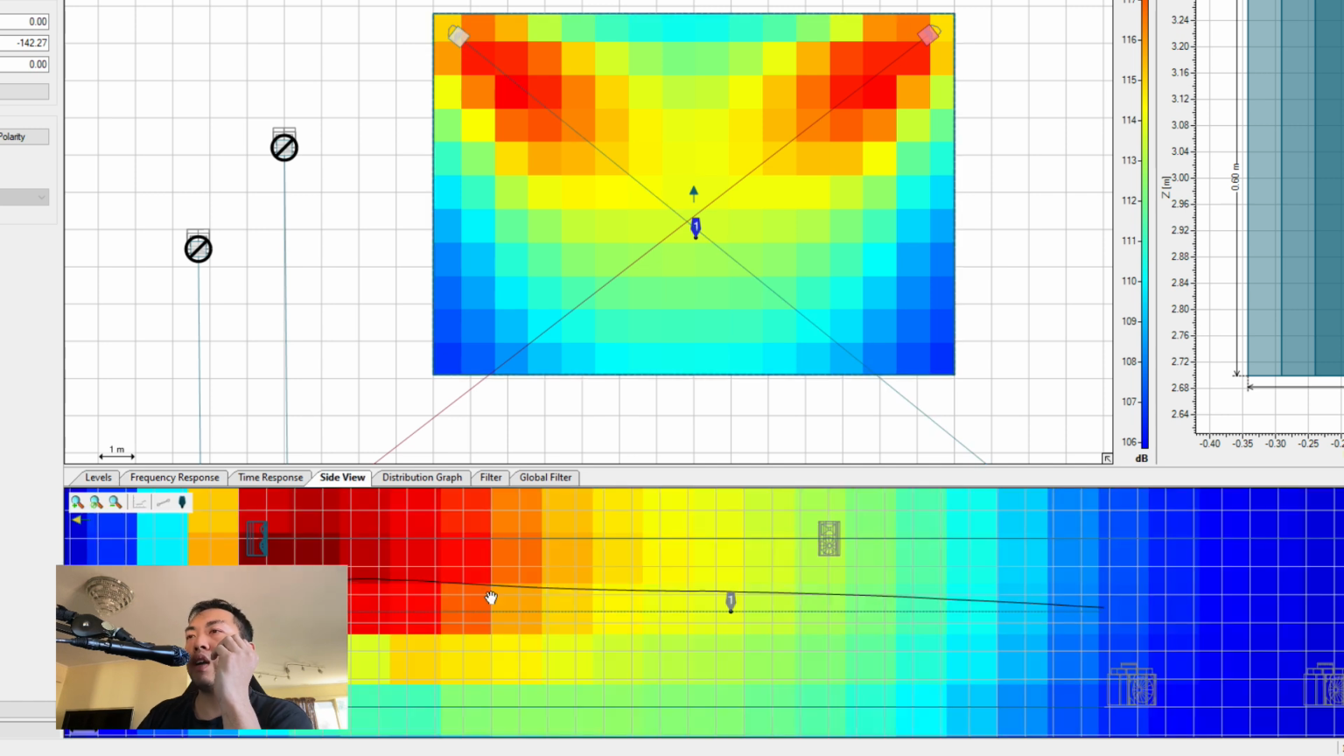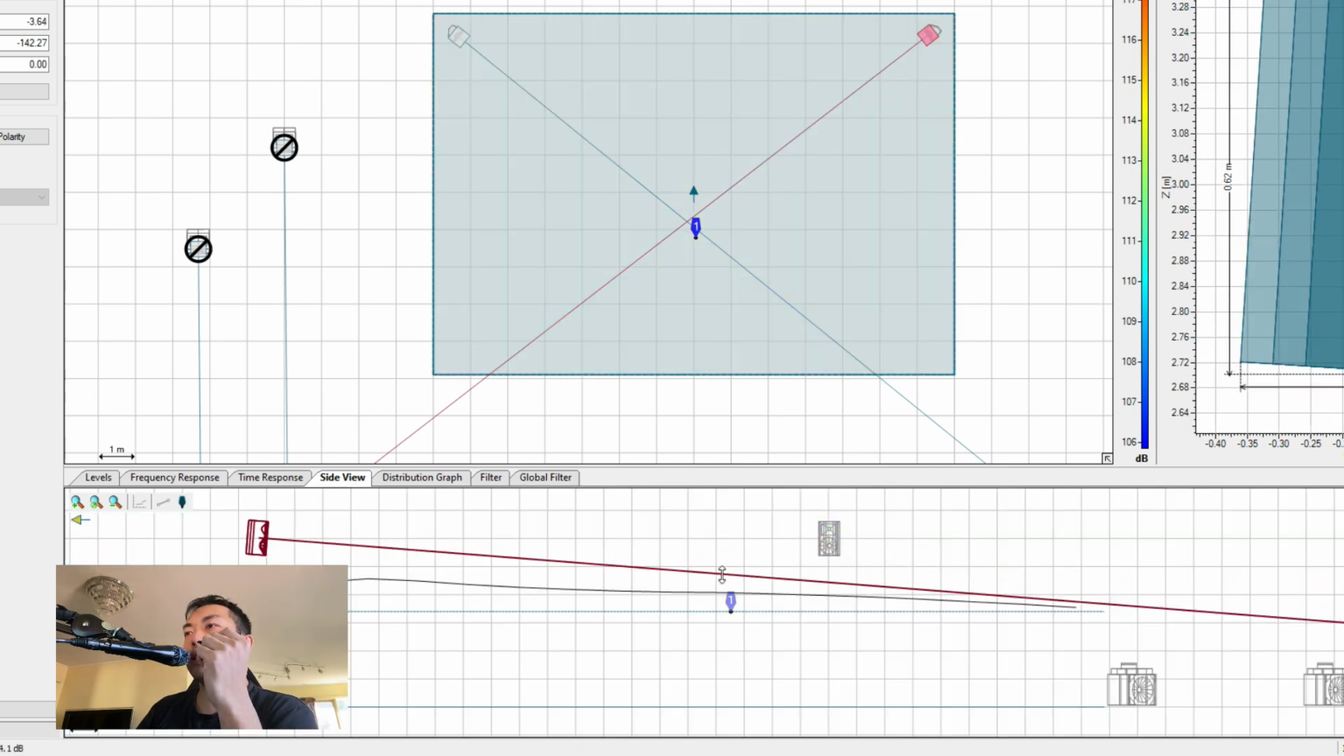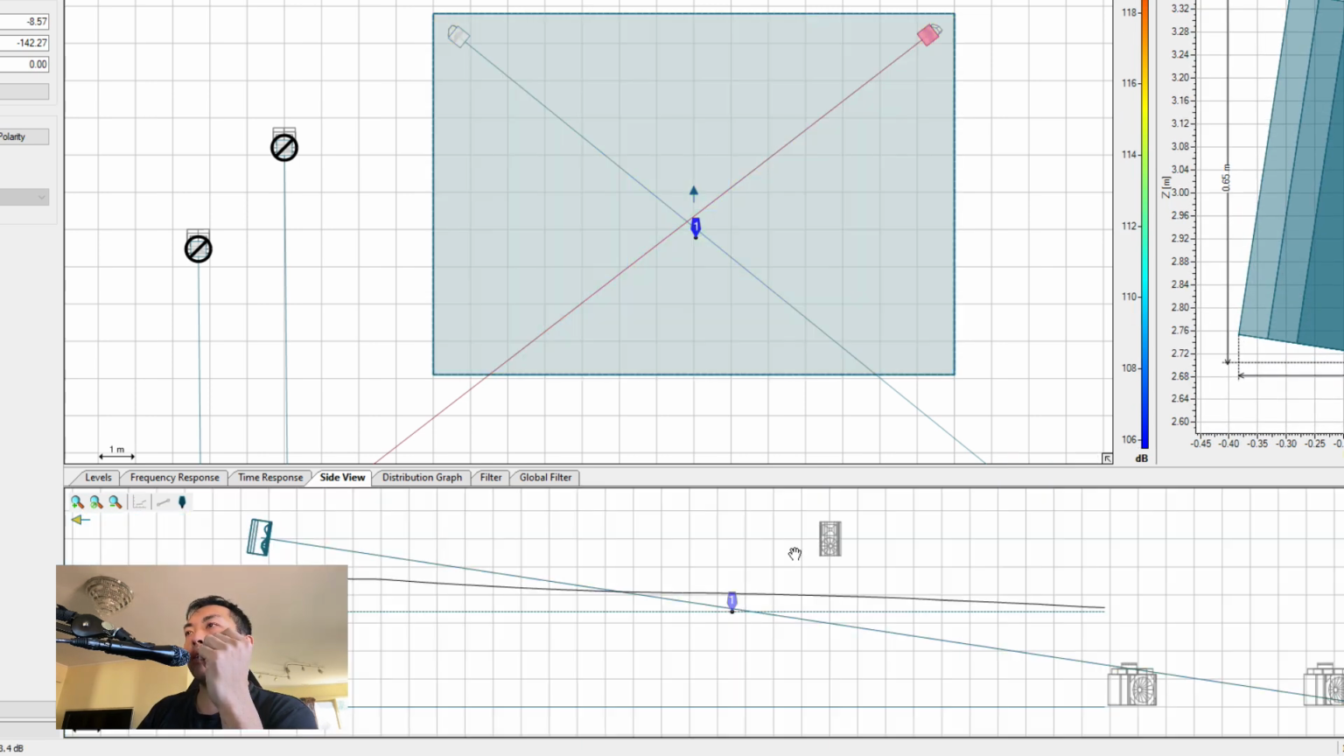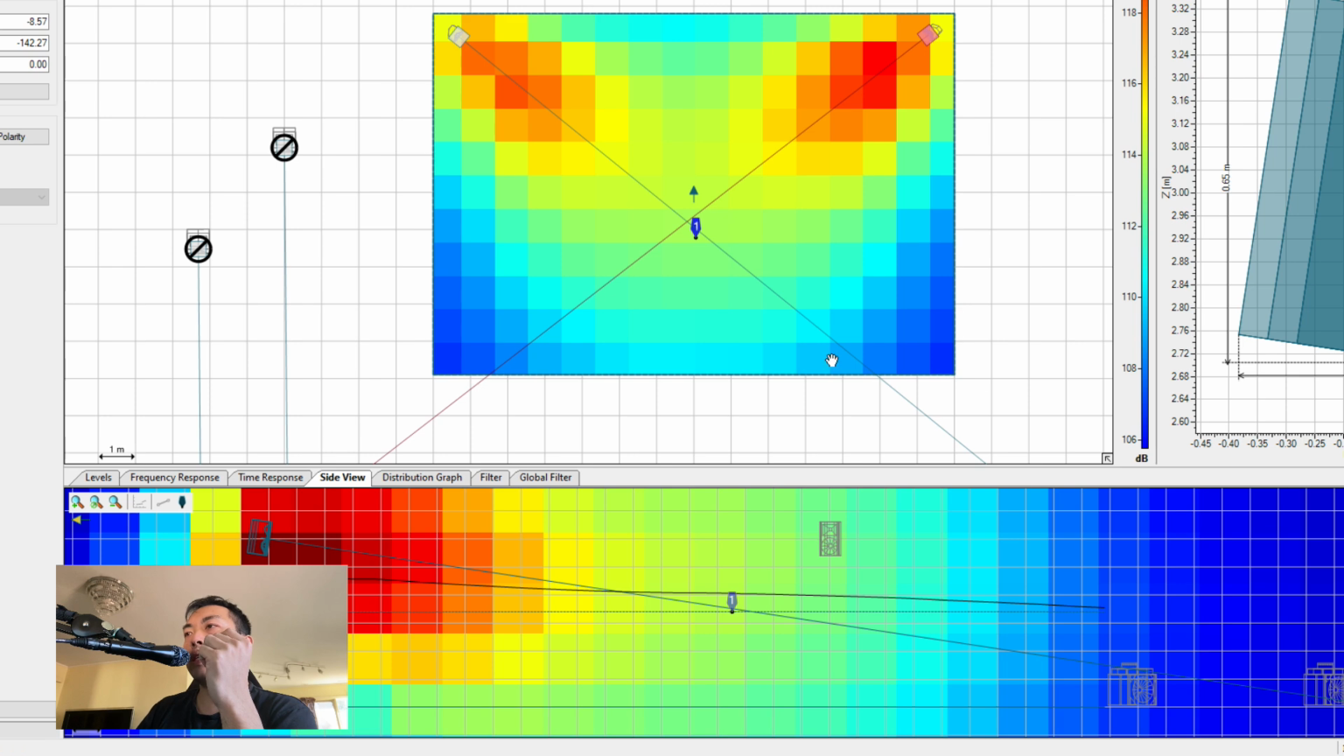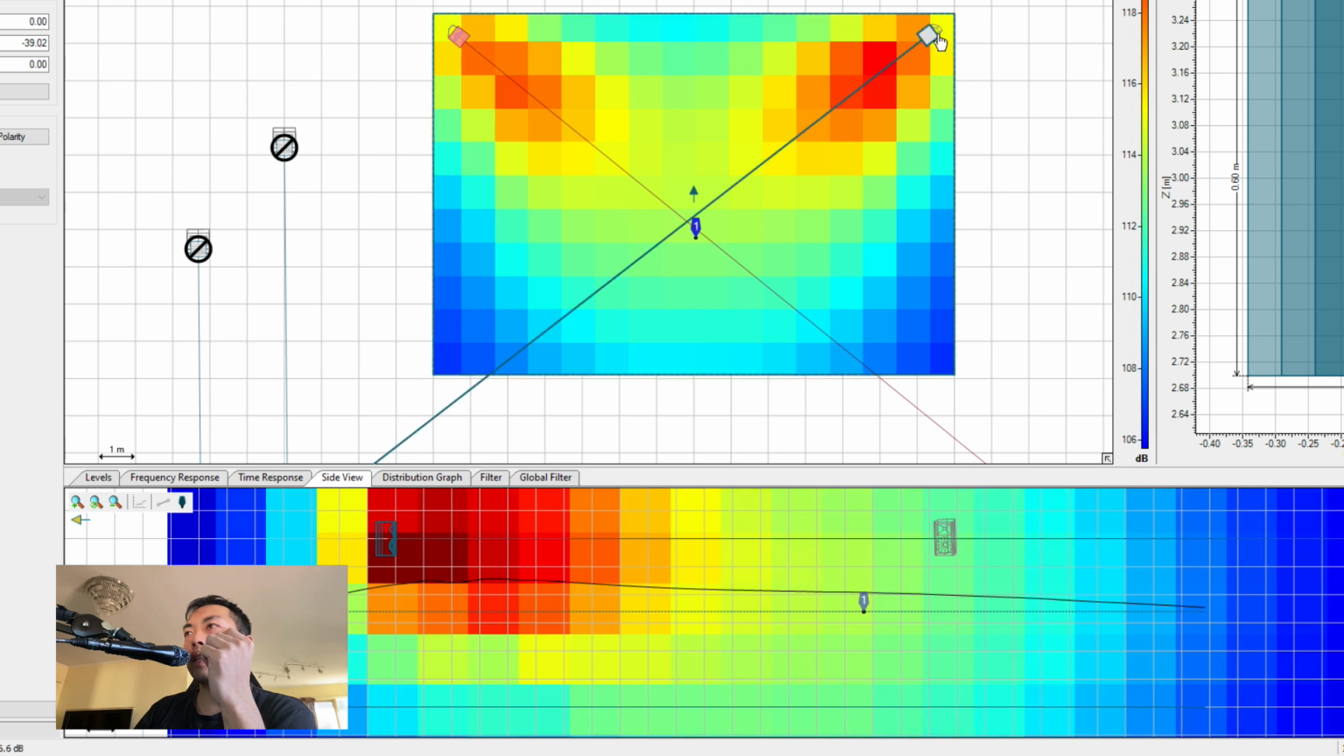Okay, so height when putting speakers is always great, but as you can see from the side view, the speakers are pointing up and the listener is down here. So the next thing to do is to point the speaker down at the listener. And what you'll begin to see is that as you do that, let's see.